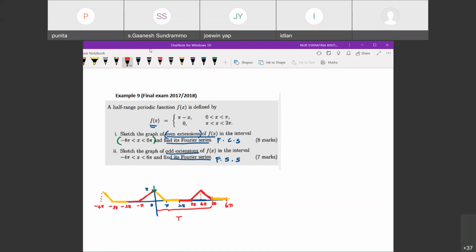Is that clear? Once you extend the graph, then you can say that this f(x) is extended to even function. So you show that this is even function. Okay, sketch the graph of even. So you have to show that this is even, and then you can obtain your Fourier cosine series. Is that clear or not? Clear, guys?